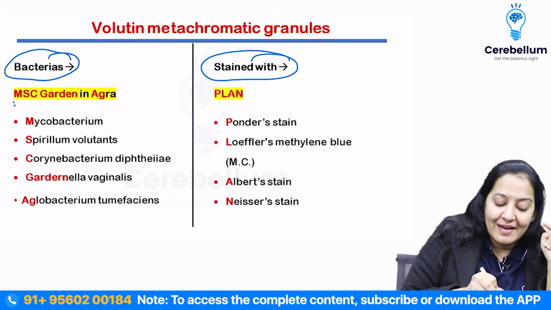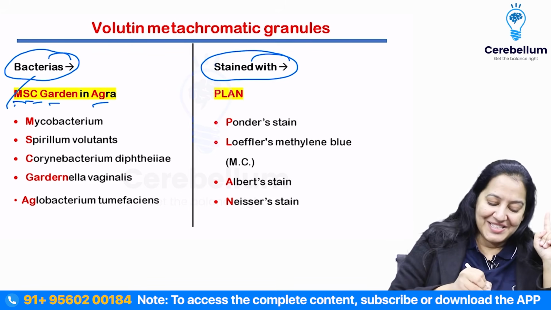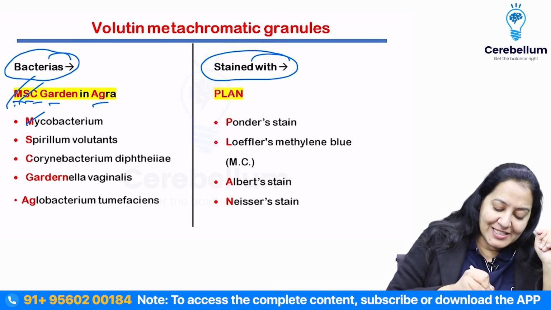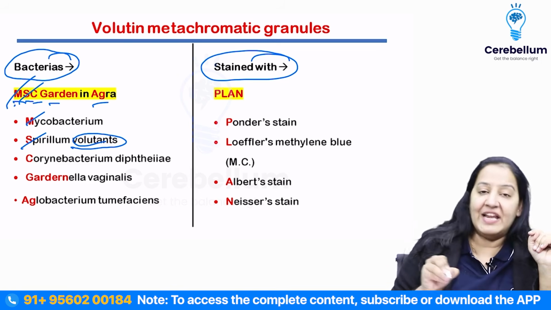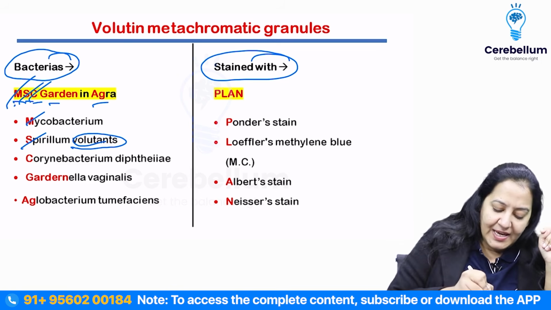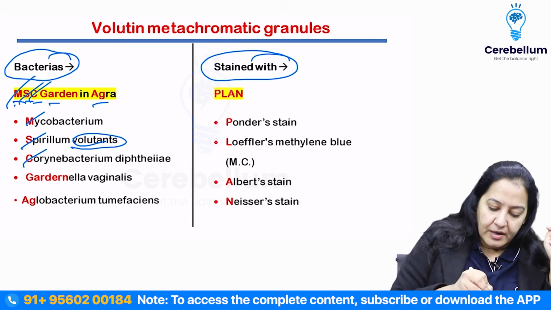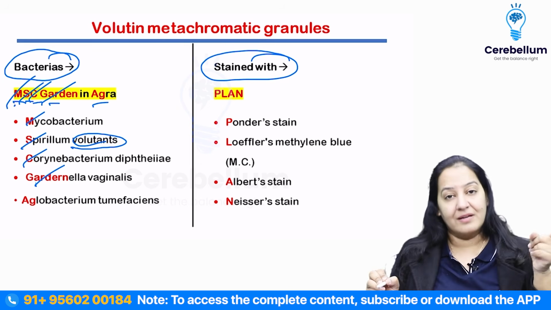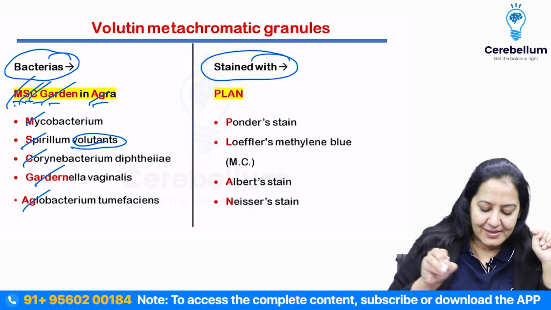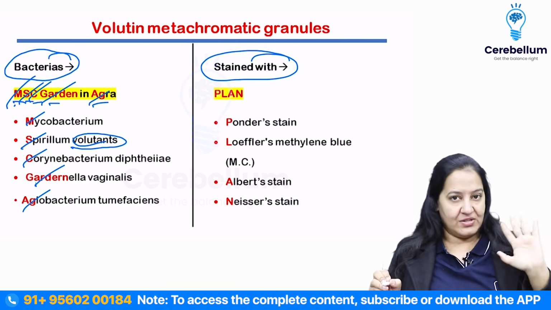It's MHC Garden Agra. Let me tell you the full form. M is Mycobacterium, all Mycobacterium are there. S is Spirillum volutans, the first bacteria in which it was discovered, that's why they are known as volutin granules. C is Corynebacterium diphtheriae. Garden is Gardnerella vaginalis. And Agra is Agrobacterium tumefaciens. So, these are the 5 bacteria in which these granules are present.